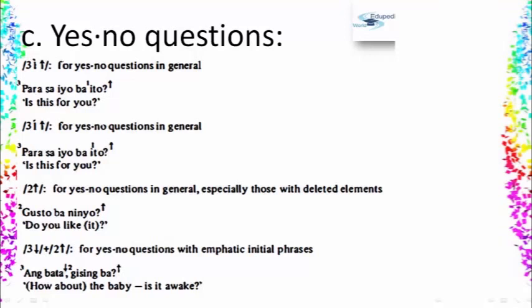And next, we have the 2 up symbol. This is for yes or no questions in general also, and especially those with deleted elements. Gusto ba ninyo? Do you like it? 3 down plus 2 up is for yes or no questions with emphatic initial phrases. Ang bata, gising ba? How about the baby? Is it awake?